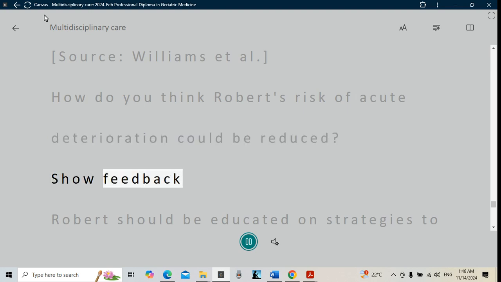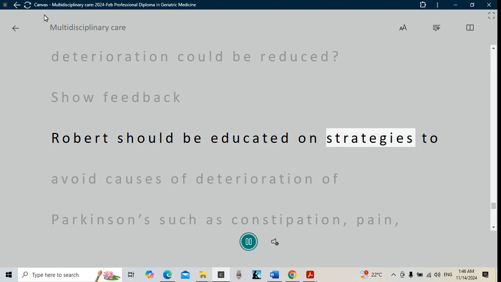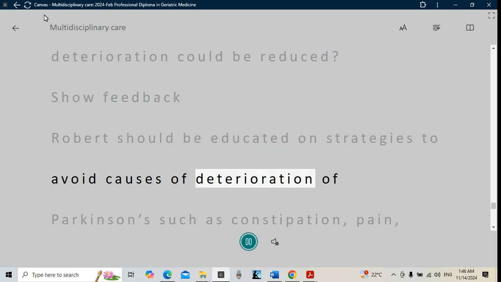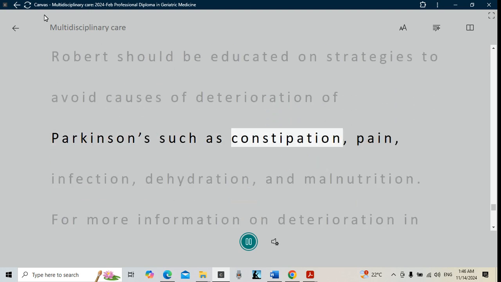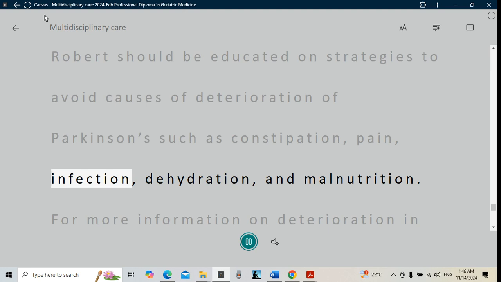How do you think Robert's risk of acute deterioration could be reduced? Show feedback. Robert should be educated on strategies to avoid causes of deterioration of Parkinson's such as constipation, pain, infection, dehydration, and malnutrition.